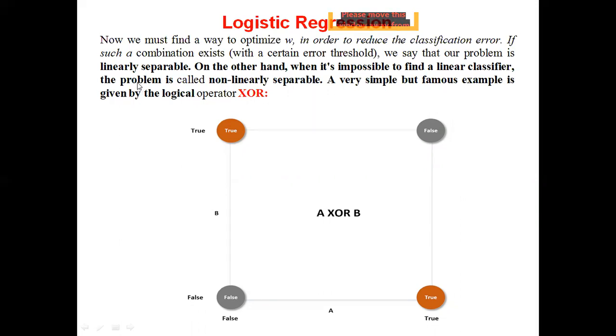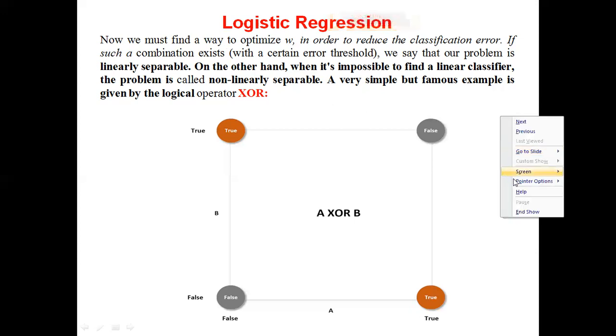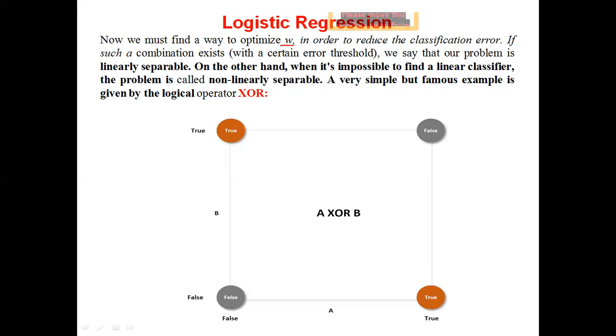So here the objective of logistic regression is to find the way to optimize the W. You know that W is the weight or coefficient of the variable, in order to reduce the classification error. Not only logistic regression, but for any classifier, the objective is to reduce the classification error. So if such a combination exists with a certain error threshold value, we say that the problem is linearly separable. Meaning what? The meaning of this statement is, if it is possible to reduce the loss function by optimizing or by trying different values of alpha.